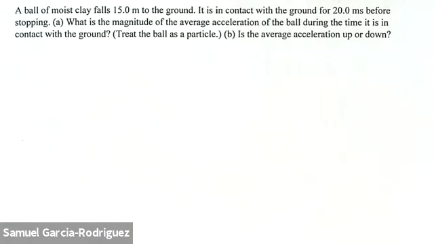So a ball of moist clay falls 15 meters to the ground. It is in contact with the ground for 20 milliseconds before stopping. What is the magnitude of the average acceleration of the ball during the time it is in contact with the ground?